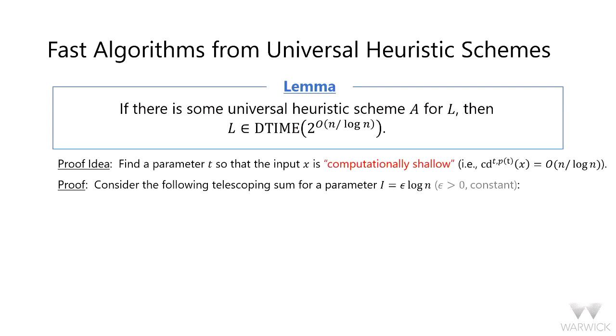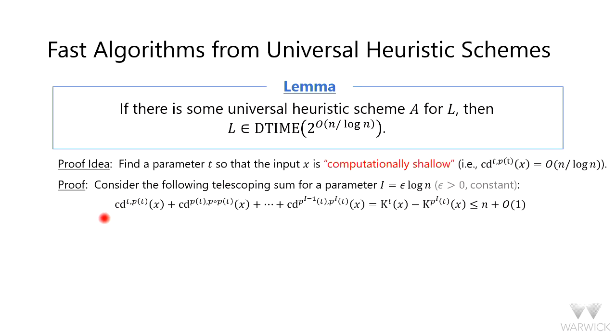And let's prove this. Well, we just consider a telescoping sum for computational depth. So you start from t-time-bounded, t and p of t computational depth of x. And next, we consider p of t, p of t computational depth of x, and so forth. Since this is a telescoping sum, you get the first term and the last term, which remains.